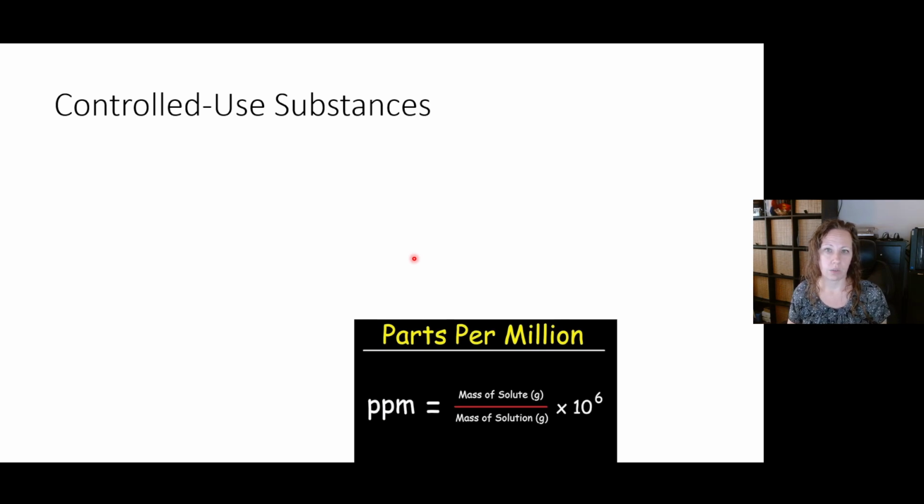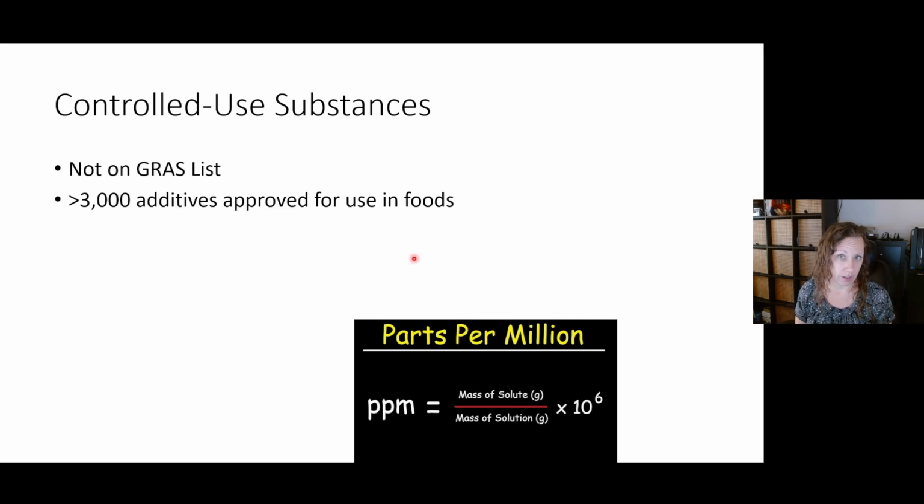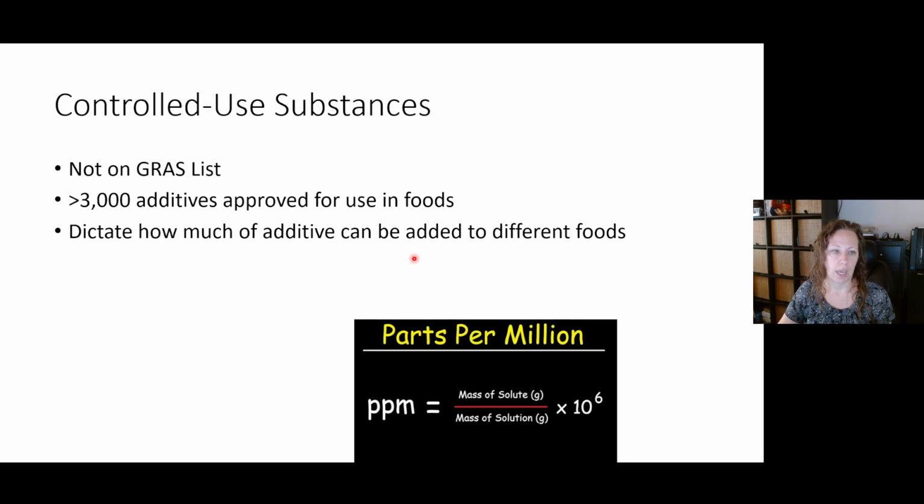On the other hand, we have controlled use substances. So we have the generally recognized as safe substances and the controlled use substances. These are the ones that are not on the GRAS list. And there are over 3,000 additives that are on this list of controlled use that have been approved for use in foods. And if the substance is controlled use, then the FDA, or USDA, dictates exactly how much of an additive can be added to different foods. And it may be different for different foods.